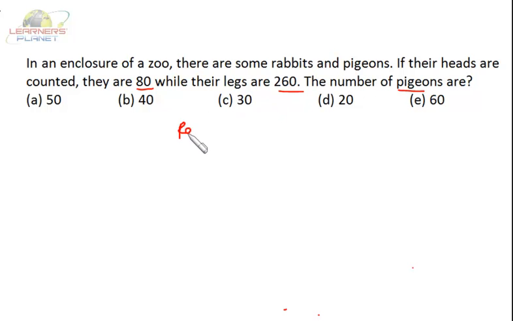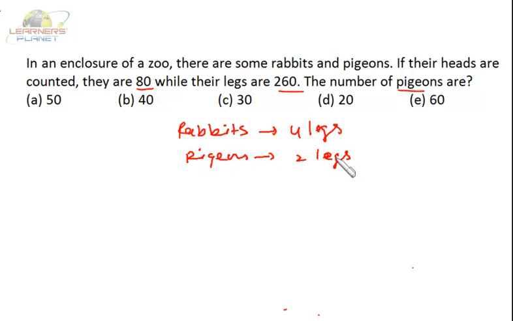Now rabbits have 4 legs and pigeons have 2 legs. Now since we are having the total number of legs with us, we can make a comparison of legs of rabbits and pigeons. Friends, since there are 80 animals, I assume all of them are rabbits. If all of them are rabbits and each rabbit is having 4 legs, so in all there should be 320 legs, isn't it? And now if all of them are pigeons, then 80 pigeons will be having 160 legs.